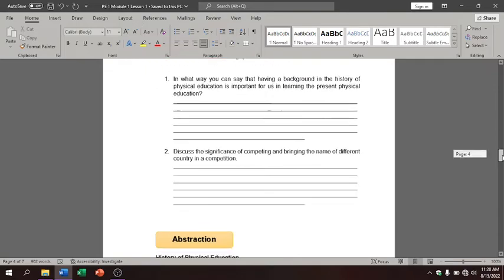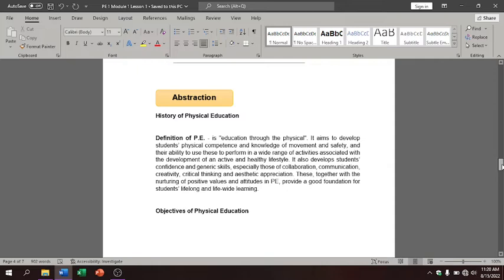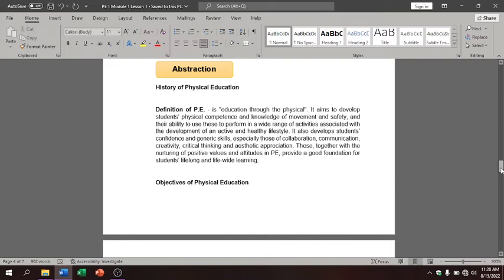Next, we have the abstraction. This is the content of our lesson in this module. I will not discuss it since we are modular, so you have the time to read and understand it. We have here the history of physical education. First, I give you the definition of PE. What is PE? You just read it.